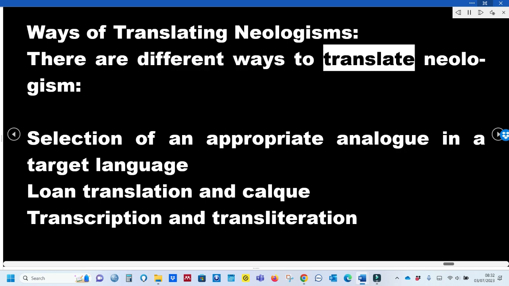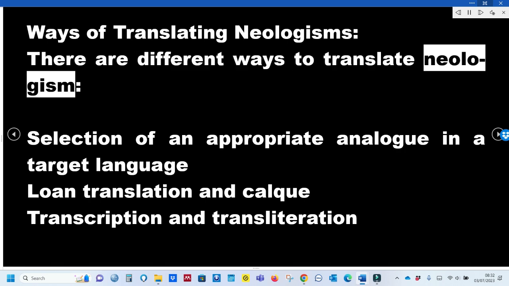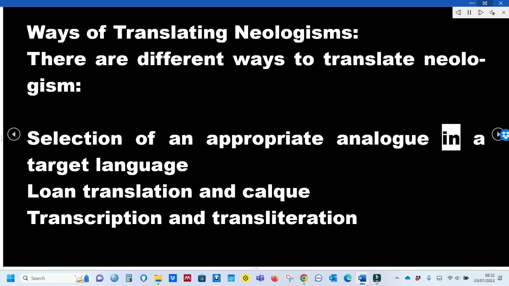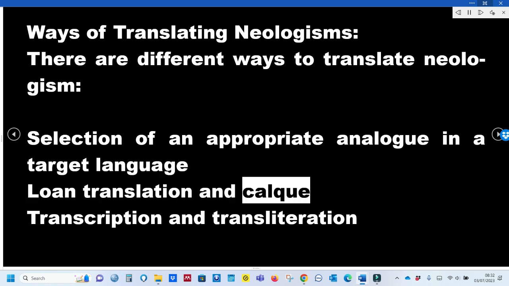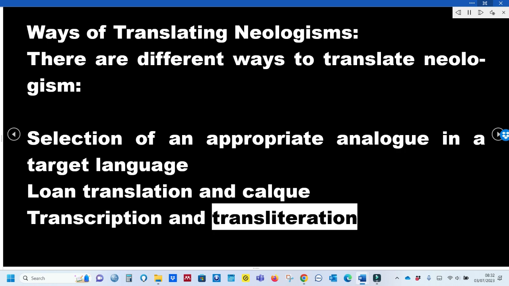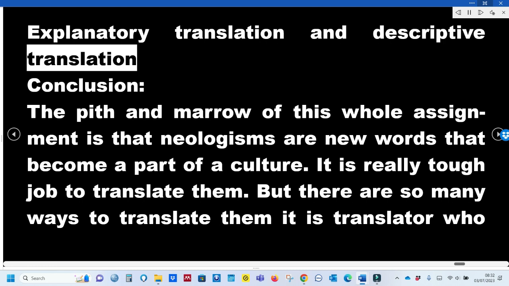Ways of translating neologisms. There are different ways to translate neologism. Selection of an appropriate analog in a target language. Loan translation and calque. Transcription and transliteration. Explanatory translation and descriptive translation.